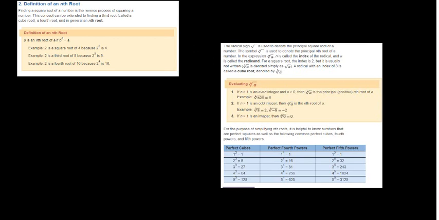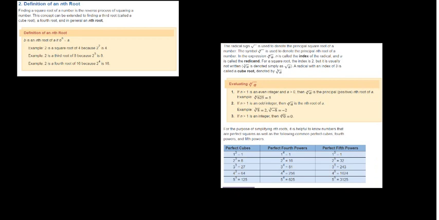An nth root: b is an nth root of a if b raised to the nth power is equal to a. For example, 2 is a square root of 4 because 2 squared is 4, and 2 is a third root of 8 because 2 cubed is 8, and 2 is a fourth root of 16 because 2 to the fourth is equal to 16. Okay, and before we move on to the next definition, this down here is very handy for you to be able to identify your perfect cubes, fourths, and fifth powers as well.